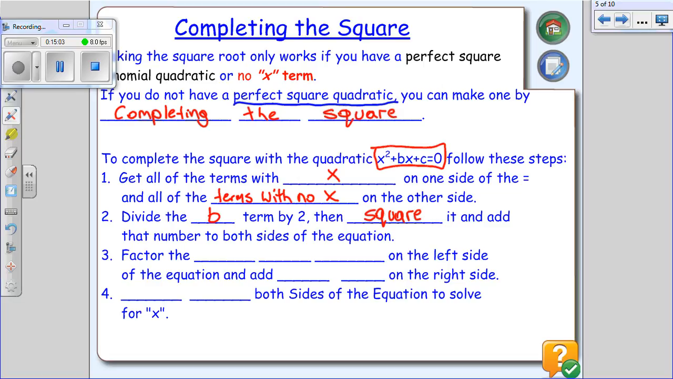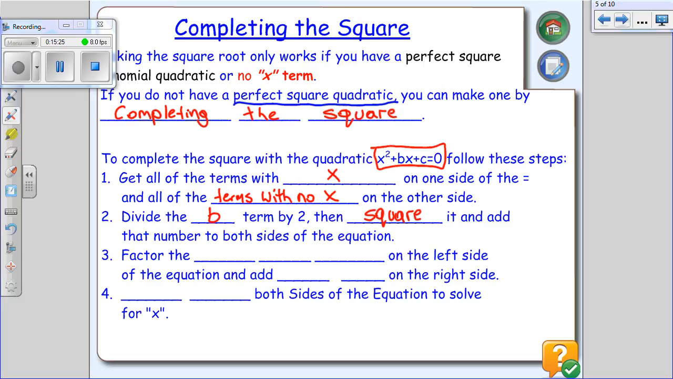So you're taking the b value right now, whatever it was, you're dividing it by 2. Say it was 10, we divided by 2 to 5, we squared it to be 25. And we're adding that number to both sides of the equation.